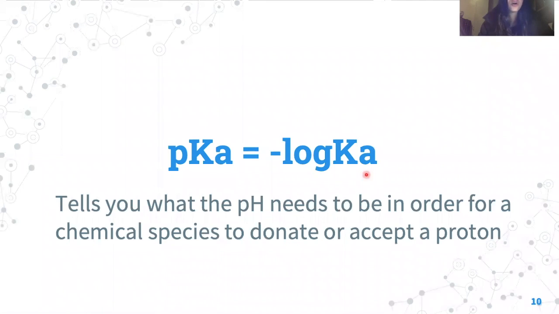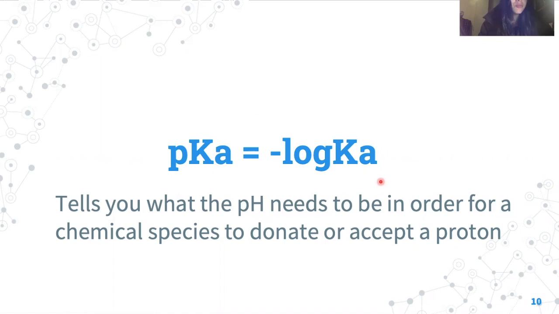Moving on to a core concept in acid-base equilibria, which is pKa. This is the negative logarithm of the acid dissociation constant. Essentially, pKa tells you what the pH needs to be in order for a chemical species to donate or accept a proton. Now, you may be wondering why this number is used instead of the acid dissociation constant. Well, this is because the pKa describes acid dissociation using small decimal numbers.